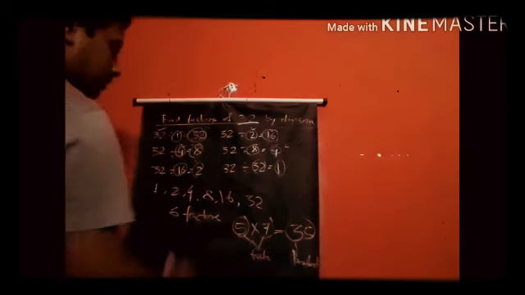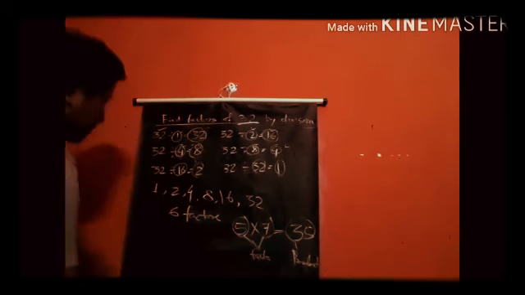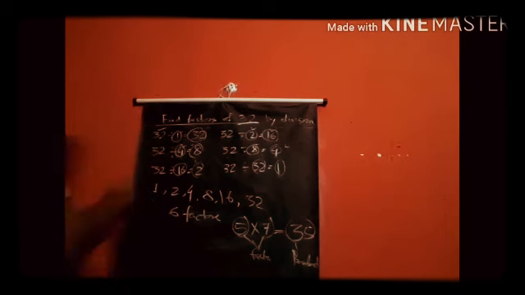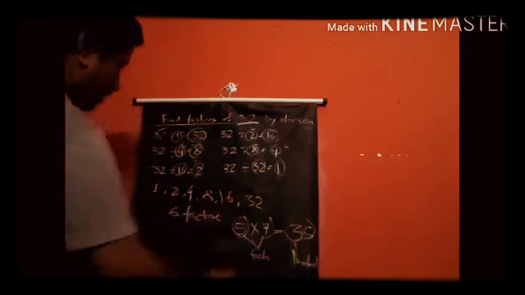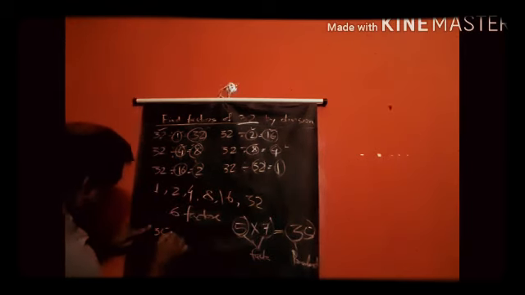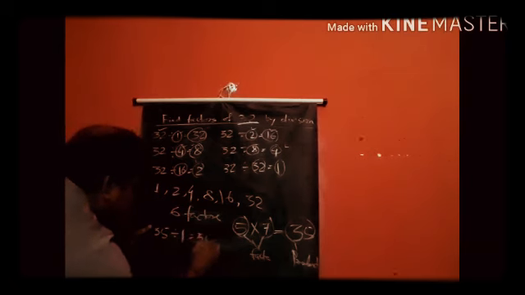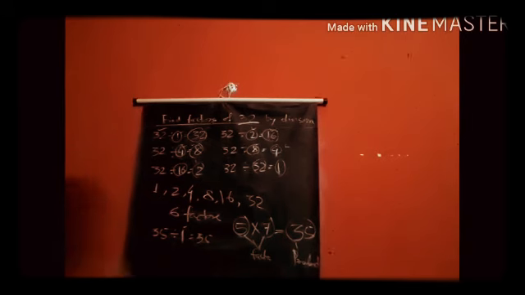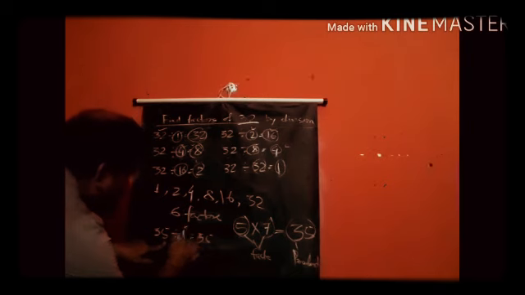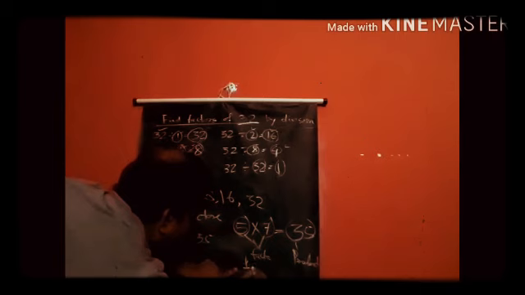35 we can write in some other way also. Find out how we can write. Like I had told you earlier, 1 is the factor of everything. So if we divide this by 1, 35 divided by 1 is equal to 35. So this is also a factor. We can do this way. So 1 is the factor. After 5 and 7, 1 also you can add.